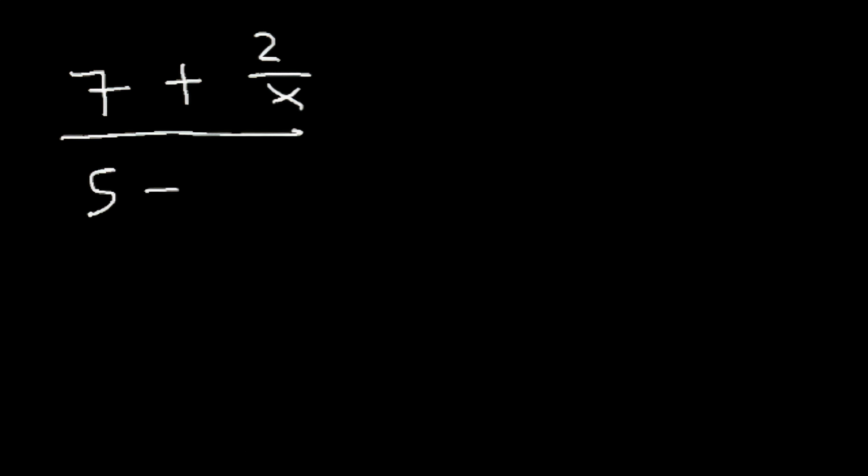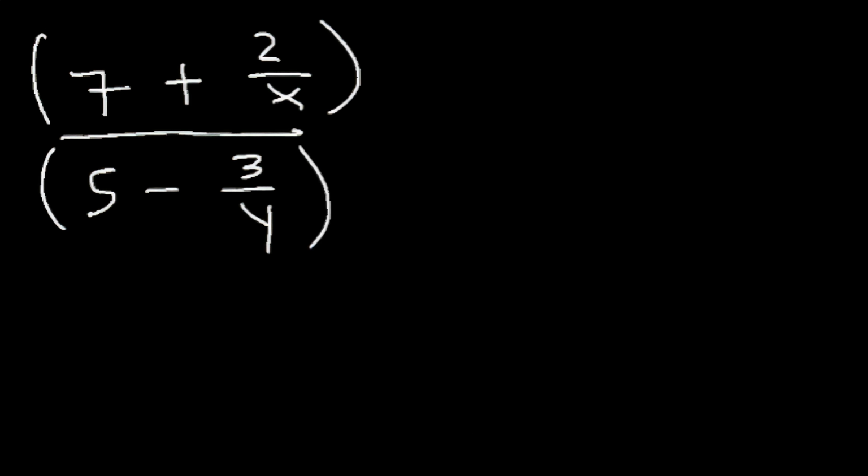Now let's say you have a complex fraction that looks like this: 7 plus 2 over x divided by 5 minus 3 over y. How would you simplify this expression? The best way to simplify is to multiply top and bottom by the common denominator of these two fractions. The common denominator is x and y. So let's multiply the top part by xy and the bottom part by xy.